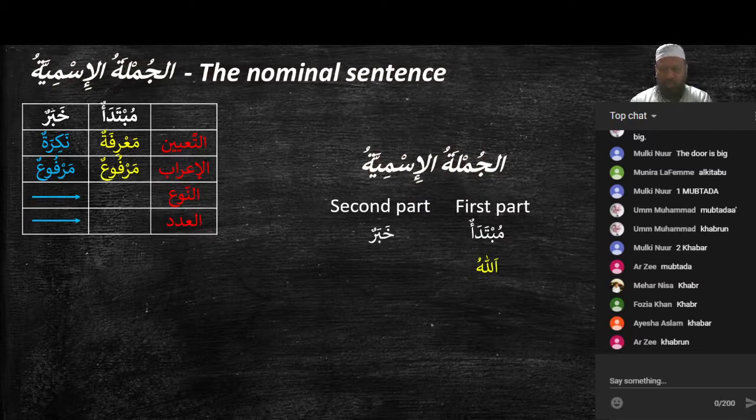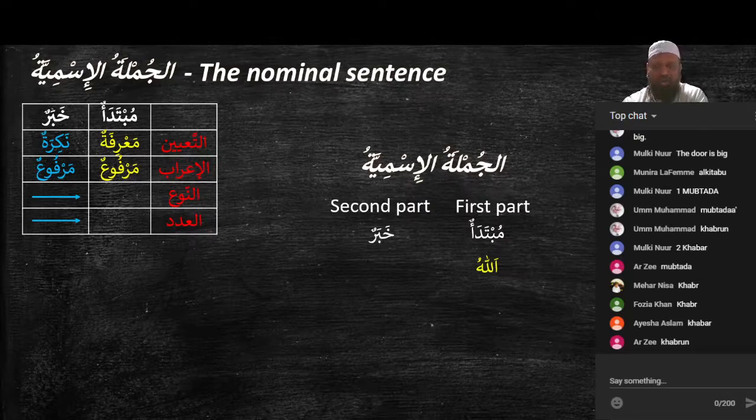Okay. Allahu. First word, Allahu. Apply the rules by looking at the chart. At-ta'yin: the mubtada is ma'rifa. The lafz Allah is already ma'rifa. And in i'rab, which is marfu, it is already marfu. In an-naw, as I said, we have a choice to start with, mudhakkar or muannas. Al-adad, we have a choice. We can start with al-mufrad, al-muthanna, or al-jama'. So I've taken the word Allah as mufrad, and the lafz Allah is used as mudhakkar.